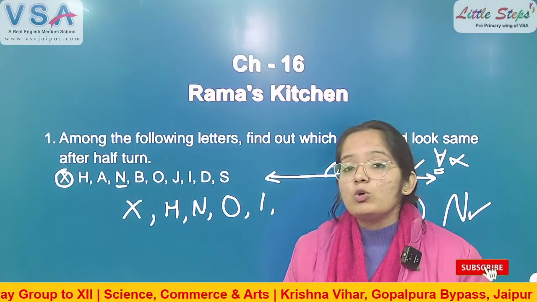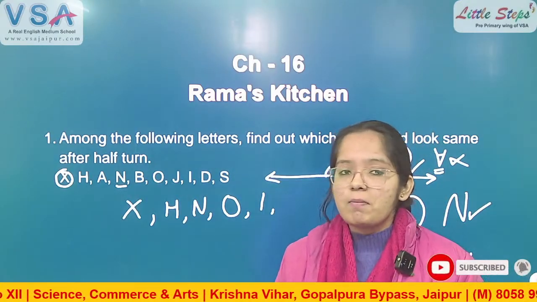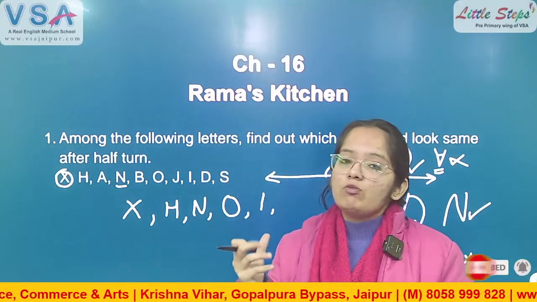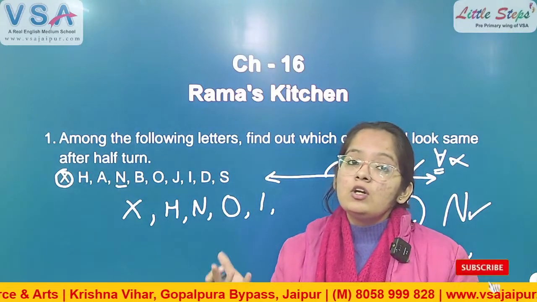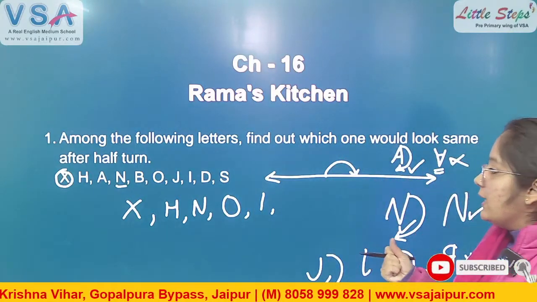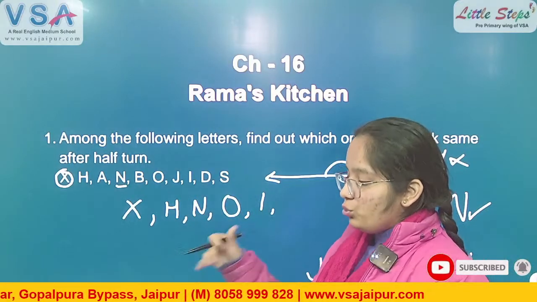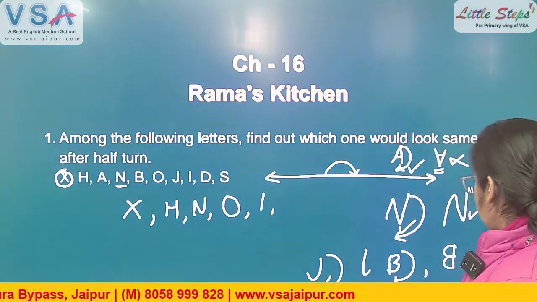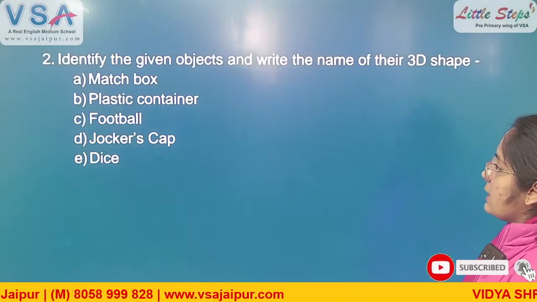So we have to imagine what this chapter is about. The chapter is about imagining what a turn is, and when objects are turned in a particular way, what actually happens. Do they remain the same or do they change? Okay, fine. Let's move to the next question.